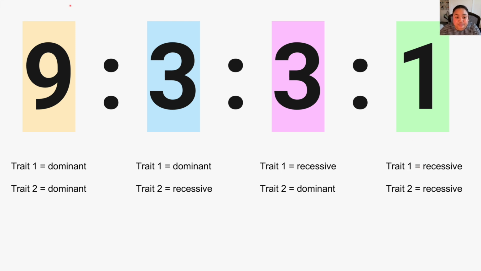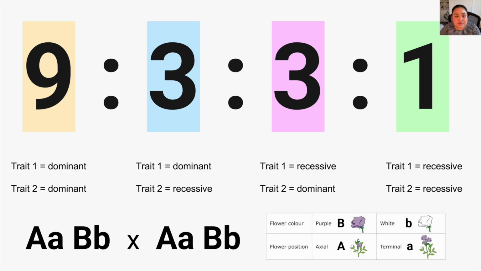So, if 2 individuals that are heterozygotes for both alleles are crossed and the 2 genes are unlinked, the vast majority of their offspring should have the dominant phenotype for both traits, and only a very small proportion of their offspring should have the recessive phenotype for both traits. For example, in this cross, the vast majority of pea plant offspring should have an axial flower position and purple flower colors, while only a very small proportion of their offspring should have terminal flower positions and white flower colors.